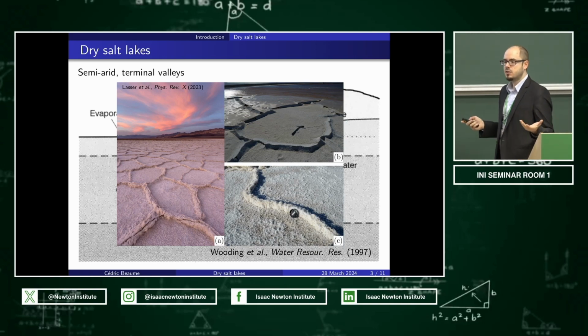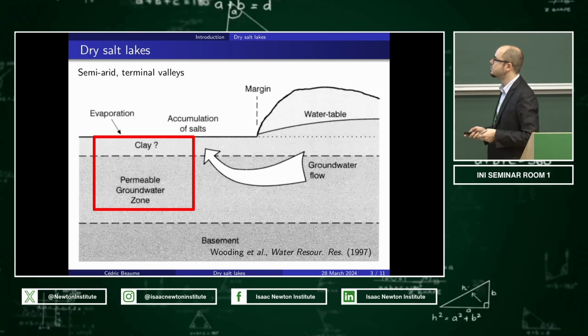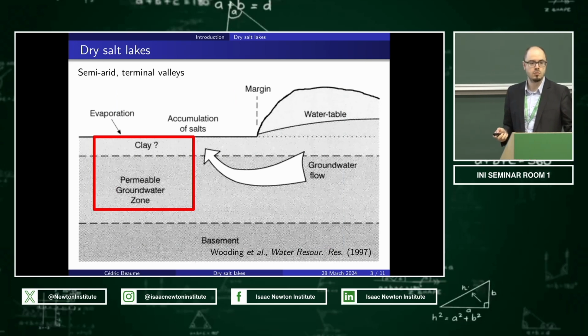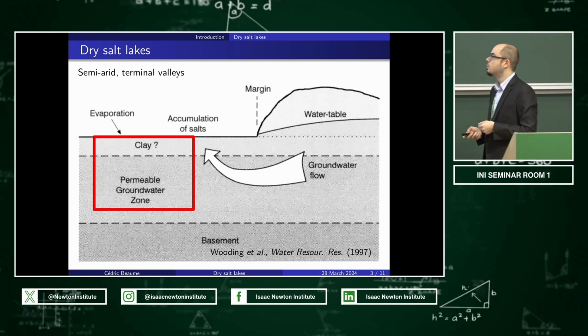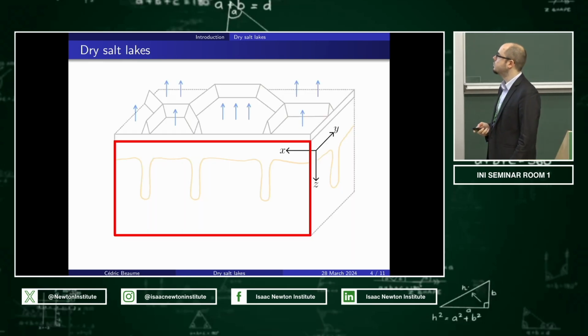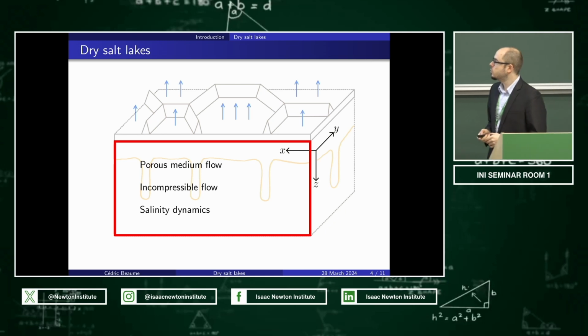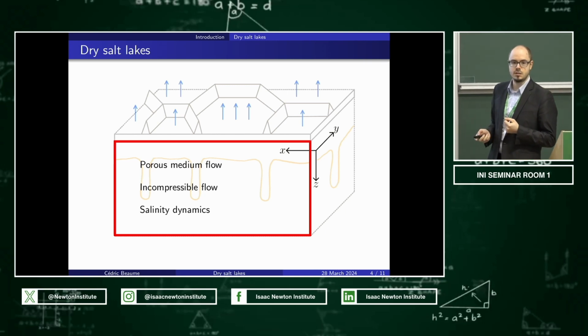The solid mechanics here doesn't explain this phenomenon, and so we decided to have a look at the groundwater flow that is taking place below the ground level, below the visible area of the lake. So this is going to be our model. We're going to be looking at an incompressible flow inside the porous medium, and we're going to be paying particular attention to the dynamics of salinity.